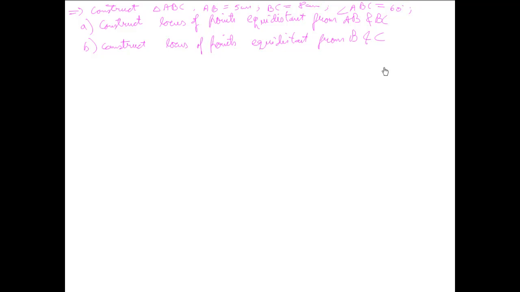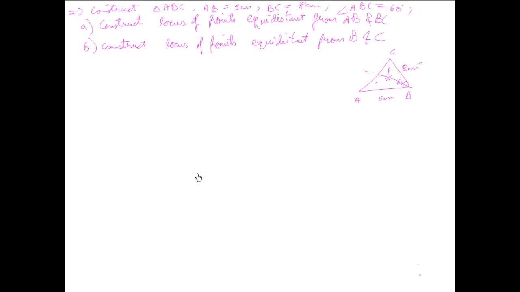Now children, what we have is this triangle ABC, rough diagram first. That's A, B and C, with AB being 5 centimeters, BC being 8 centimeters, this being 60 degrees. Locus of points equidistant from AB and BC, children, will be the angle bisector. That's 30 degrees. Locus of points equidistant from B and C would be the perpendicular bisector. So you draw the perpendicular bisector, and where they meet, this point is point P.